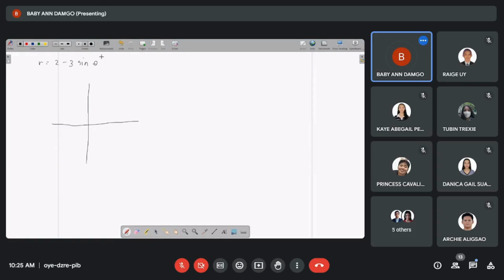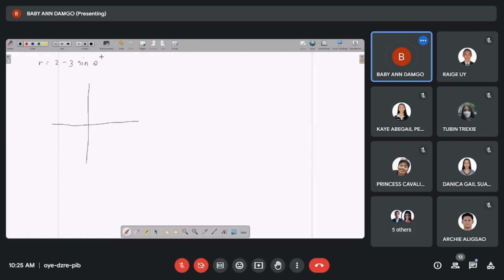So, we have 1, 2, 3, 4, 5. So, this is 1, 2, 3, 4, 5. So, this is negative 1, negative 2, negative 3, negative 4, negative 5. Then, we have negative 1, negative 2. Then we have 1, 2, 3, 4, 5.